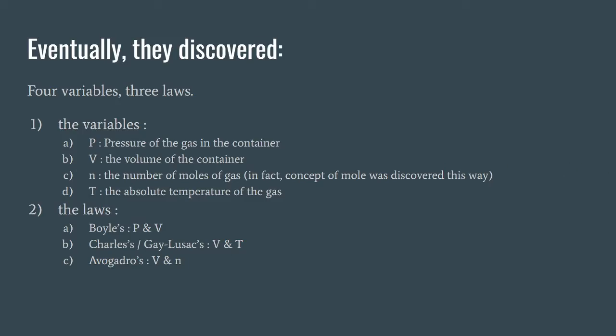First, they found the variables. What are the values that connect to one another? What things can you change about a gas? The variables are pressure, volume, moles, and temperature. Okay. So pressure we've already talked about a bit. Remember, it's the collision of the particles of the gas with the walls of the container.